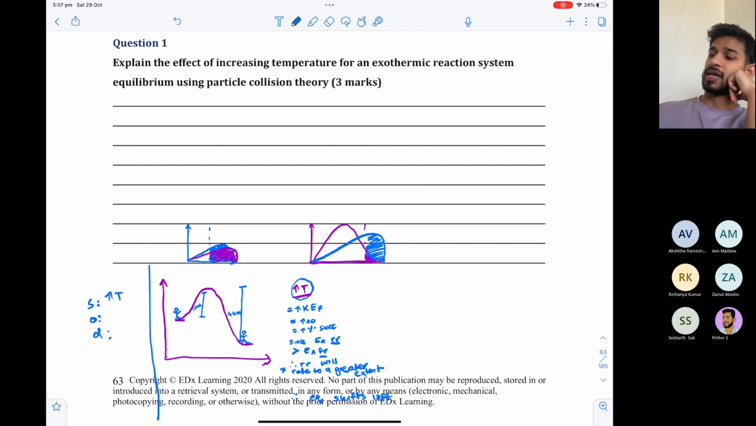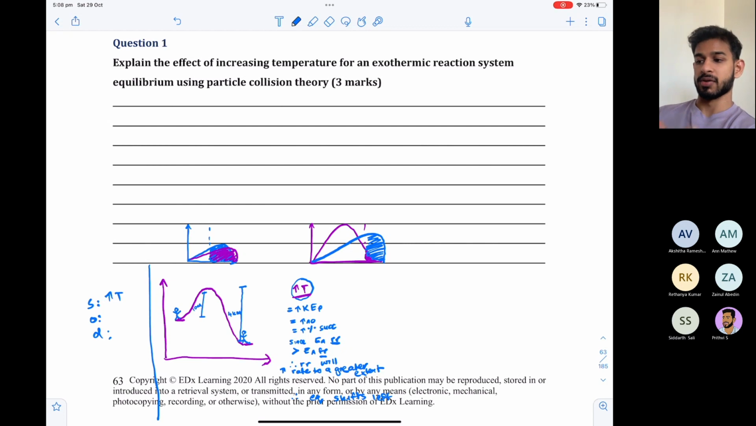So if it's an exothermic reaction, is heat on the left or the right-hand side? It would be on the right. Yeah, it would be on the right-hand side. And then so it'd go the other way and shift to the left. Yeah. The only thing is in your exam answer, you're not going to say heat is on the left, heat is on the right. That's for you to understand and write down, right?